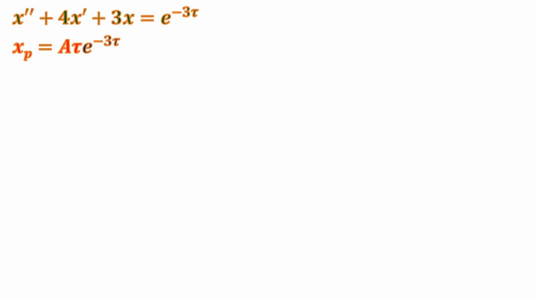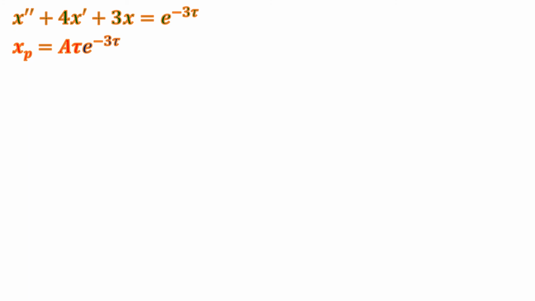So observe that instead of ae to the negative 3t, I put at e to the negative 3t, so there is a t in between a and e. Why did I put it there? Why not the same as the previous examples, with only ae to the same exponent? I intend to do that because the given e to the negative 3t has the same exponent as the complementary solution. It contains also e to the negative 3t, if you can remember, in our complementary solution.